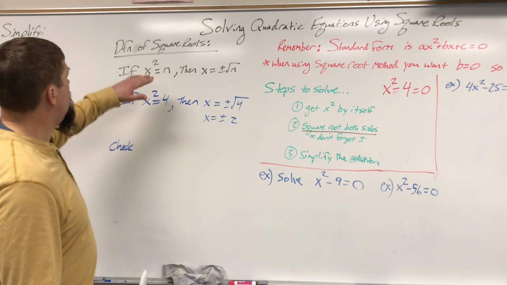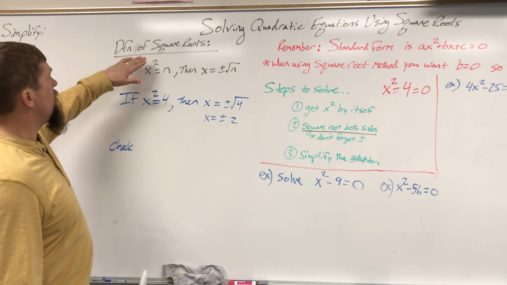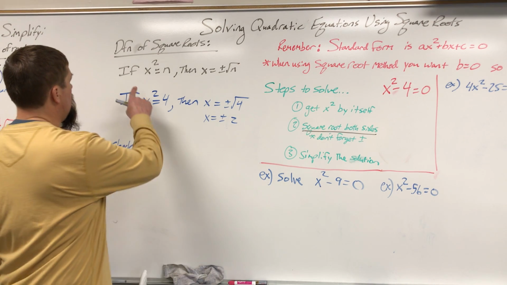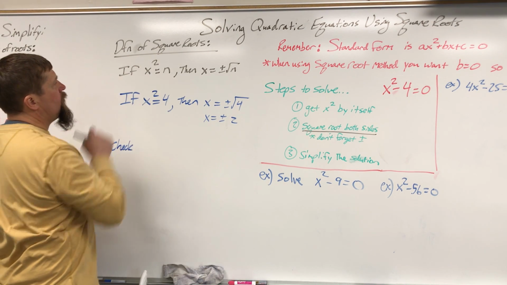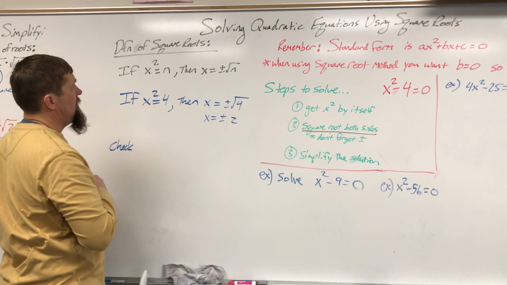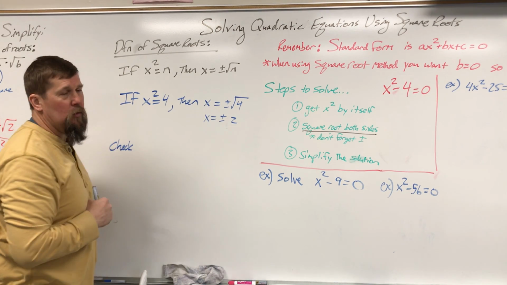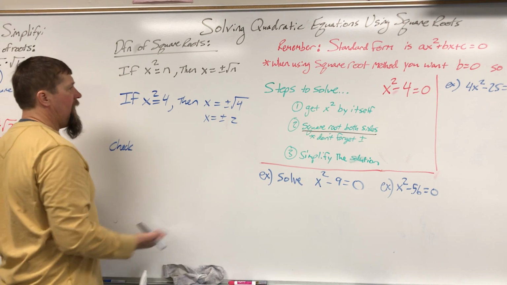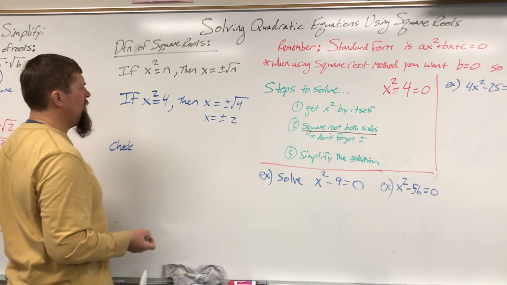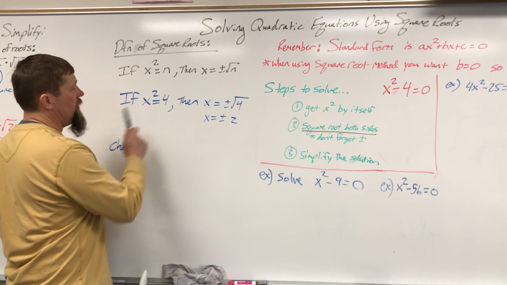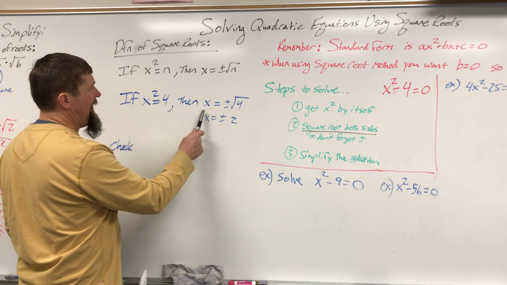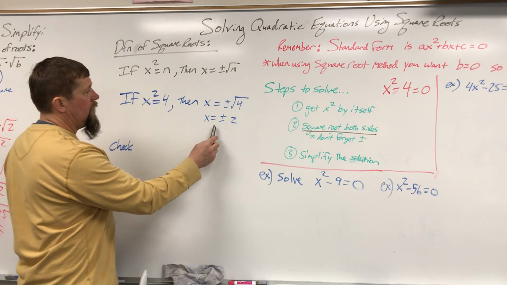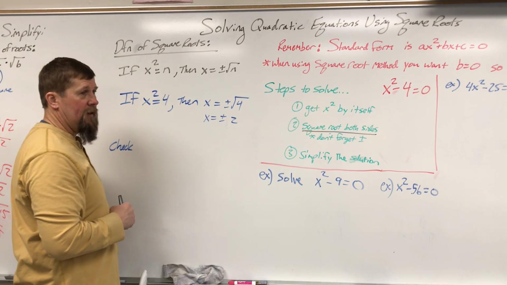So part of the concept of square roots is knowing the definition of square roots. The definition says if x squared is equal to n, then x is equal to plus or minus the square root of n. If you think of that with a number, hopefully it makes better sense. If x squared is equal to 4, then x is equal to plus or minus the square root of 4, or x is equal to plus or minus 2.